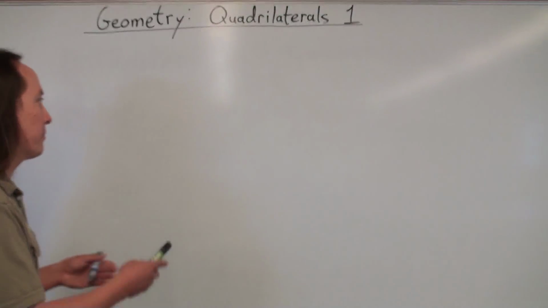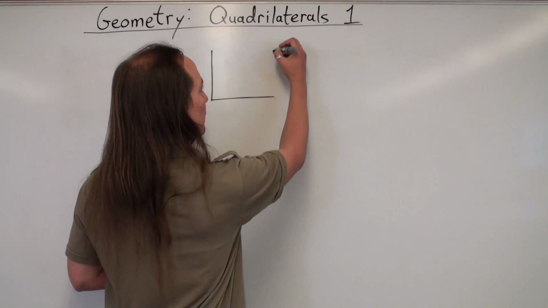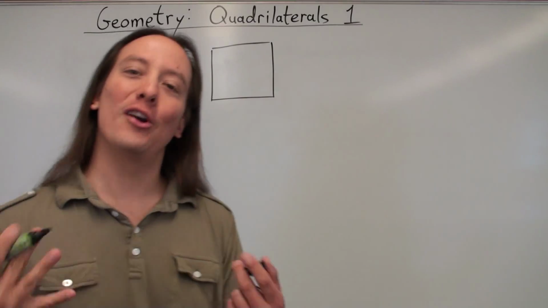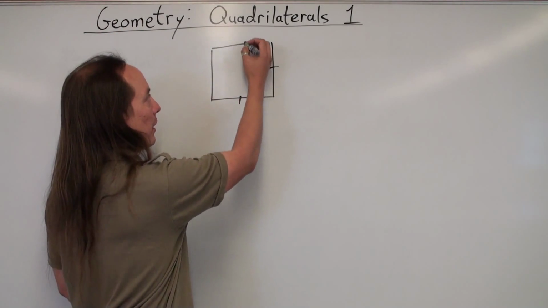Okay, so cool. Let's draw one here. Let's see. And I apologize, I'm not the best drawer or the best artist, so bear with me. But I'm going to say this is a square.